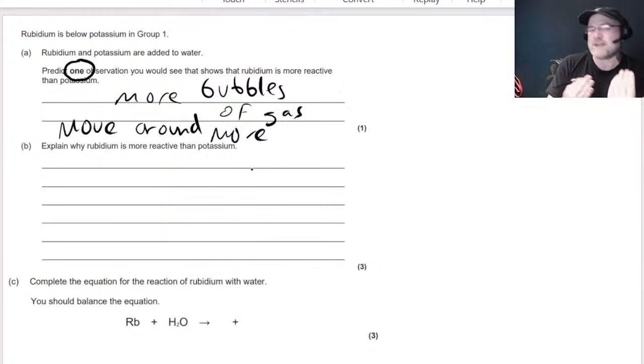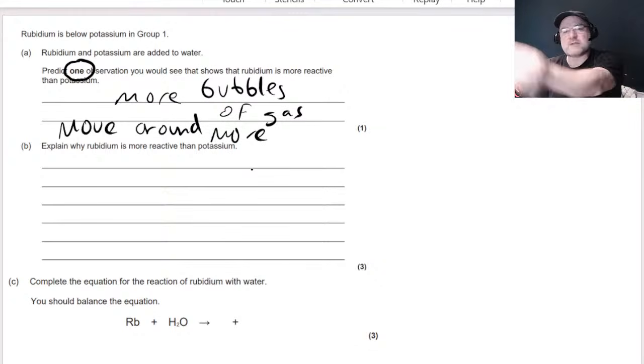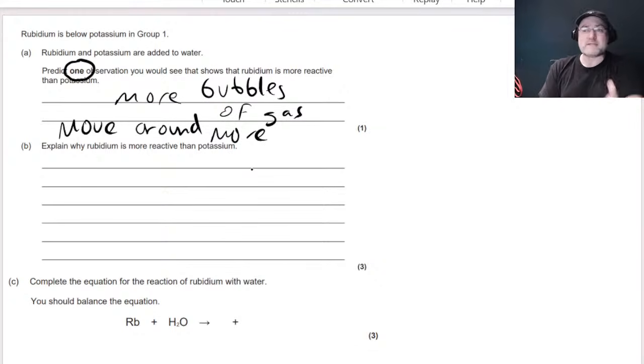Now, they're not asking you to guess the colour of rubidium's flame. I don't even know what the colour of rubidium's flame is. So they're not asking you to know that. That's outside of your spec. But you might see a bigger flame, more heat, higher temperature. It's going to release more heat. It's going to be more exothermic.